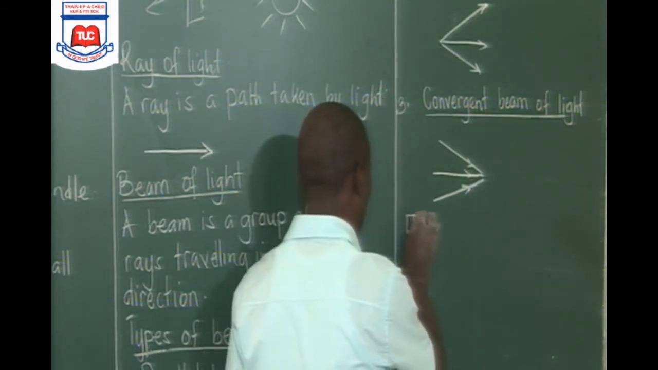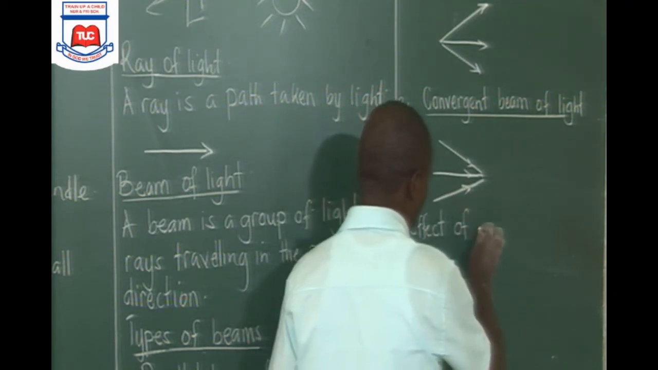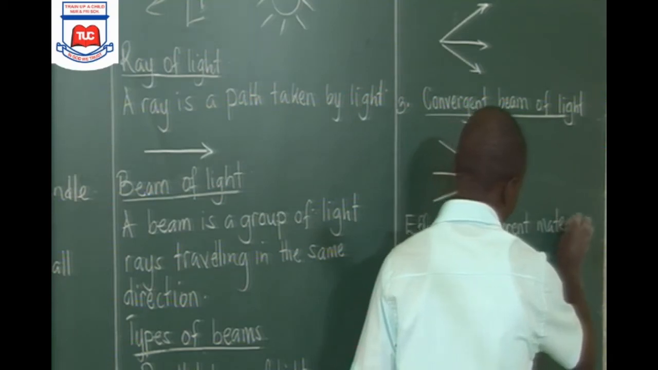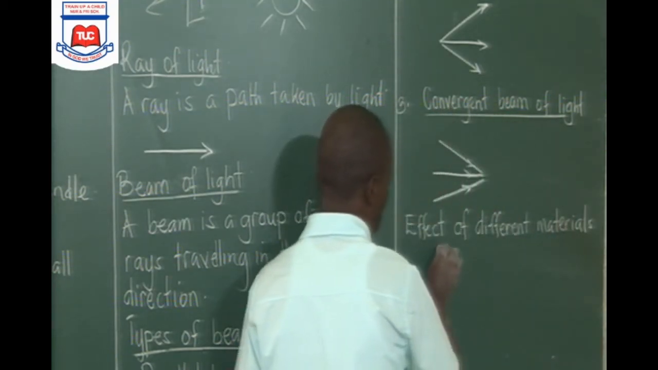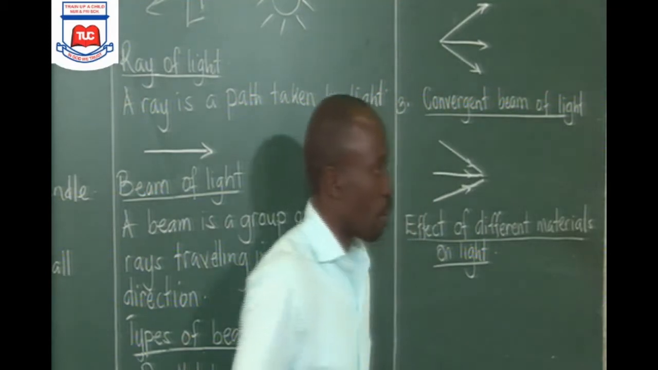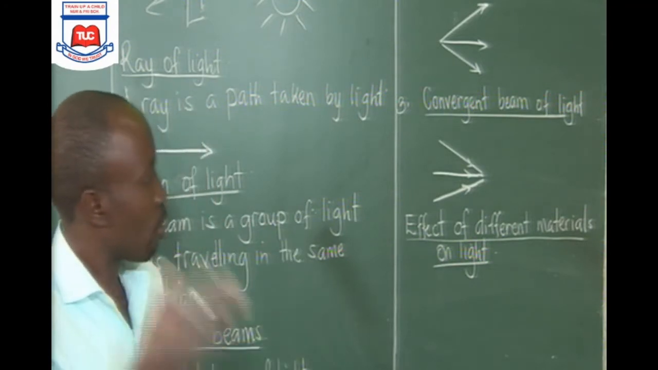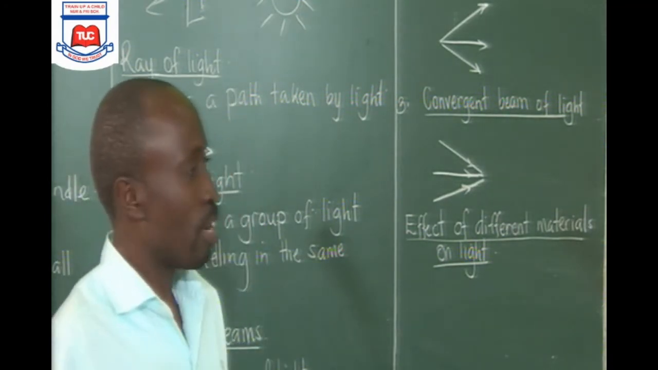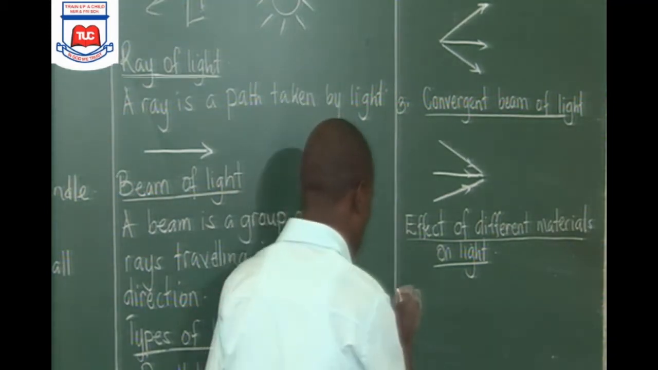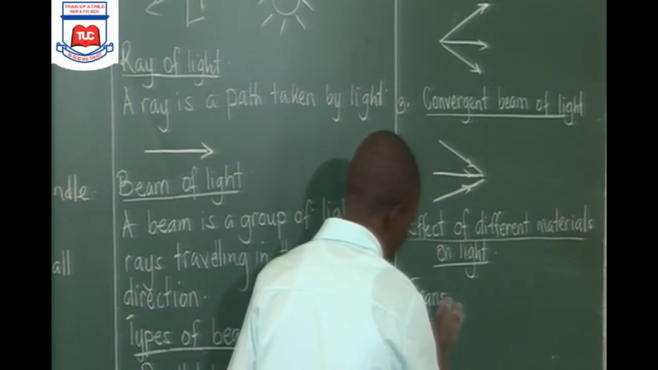Let's look at effects of light in different materials. Effects of different materials on light. What do we mean by this statement? We want to investigate, we want to find out what is the effect of different materials on light. What do they do to light? What happens to light when it falls on such materials? It is what we want to see. So the first material will be material number 1, the transparent objects. Transparent objects.